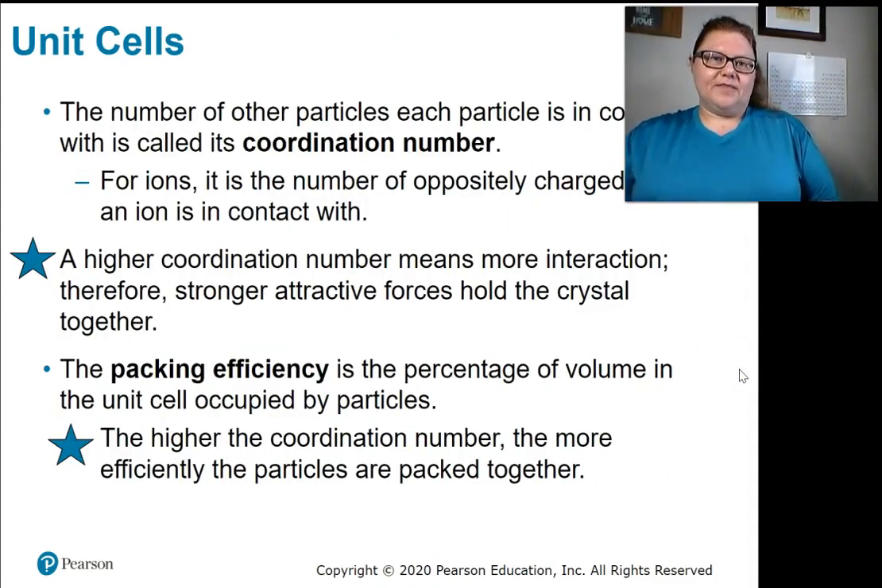All right, so in general, the number of other particles, again, we could talk about these being atoms, they could be little molecules, they could be ions. So we're going to say just in general, particles. So the number of other particles that each one is in contact with is called the coordination number. For ions, it's the number of oppositely charged ions that ion is in contact with. So it's roughly related to the charge of the ion. The higher coordination number means the more interaction. And so that's going to mean more interaction, stronger attractive forces holding that crystal together.